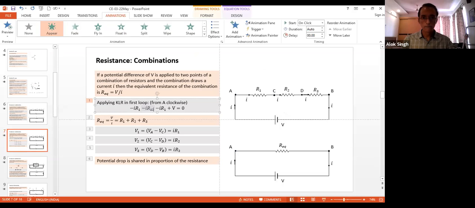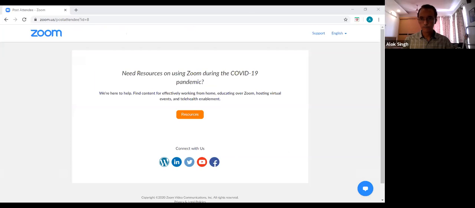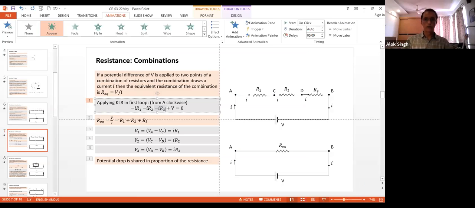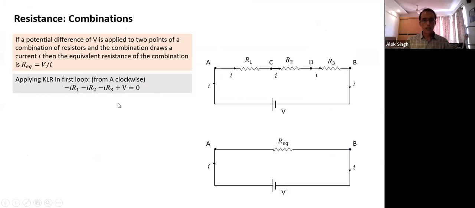This is R2, and the third one is R3. So these are the resistance parts. What is left? So I1, R2, R3. And then after B, we move like this. Then we cross this battery. We go from negative to positive terminal, hence plus. Okay, this is the equation we get applying Kirchhoff loop rule.